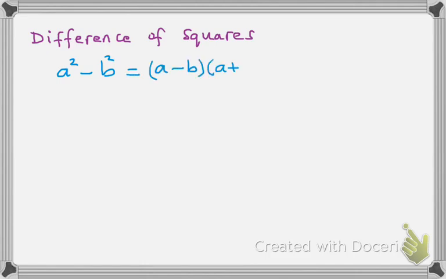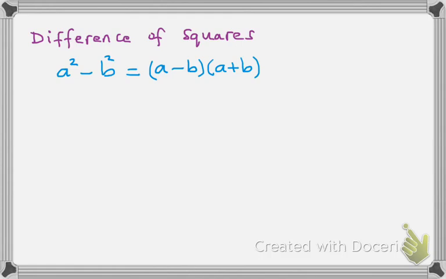A difference of squares is an expression that looks like what I have here on the left hand side: a squared minus b squared. So something squared minus another thing squared. That's a difference of squares. In other words, you are subtracting two squares from one another. That always factors into a product of conjugates. So you are going to have a minus b multiplied by a plus b.